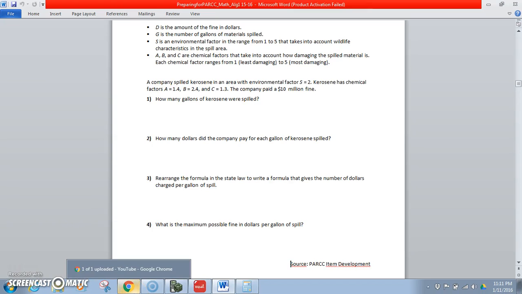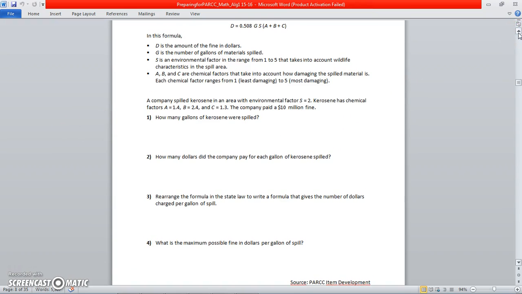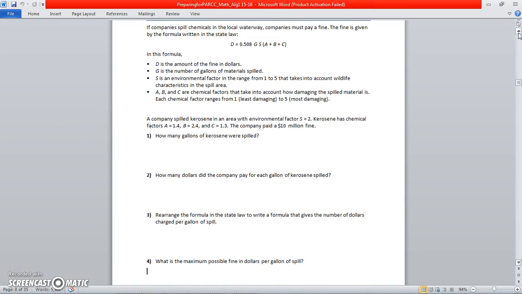Hey guys, so here is that task I had you working on last time, and I want to go over it because it was pretty difficult. At least questions 3 and 4 got a little difficult. So just to make sure we're all on the same page, I feel like you all understood how to solve this formula, okay?